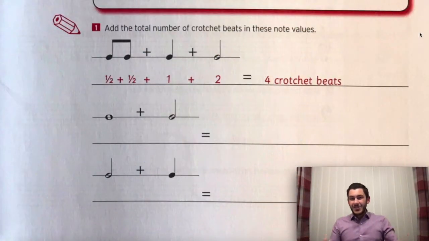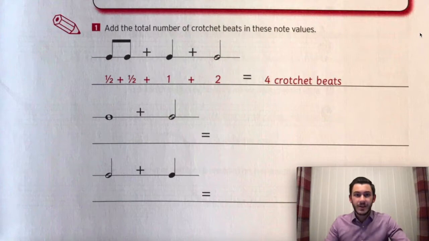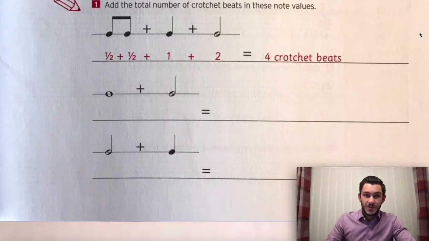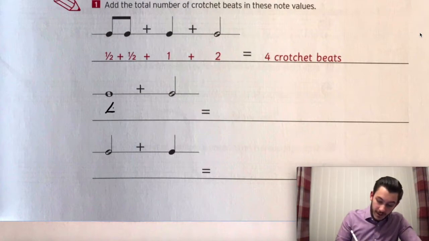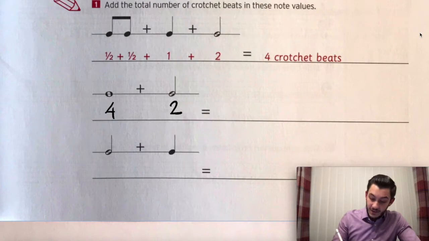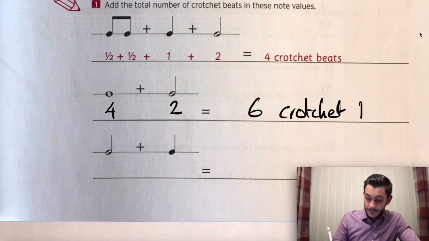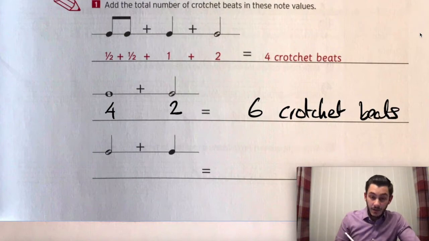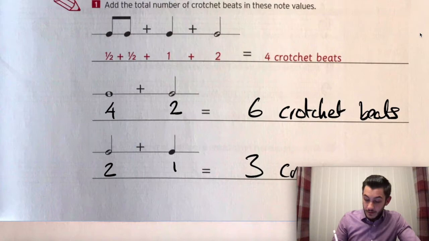Okay, so by now you should have had a go at all 5 exercises. I hope you've got on okay, but we're going to work through them now. So number 1's already done for us here. The next one is a semibreve, which is 4 beats, added to a minim, which is 2. So that gives us 6 crotchet beats. The next one, a minim, added to a crotchet, gives us 3 crotchet beats.